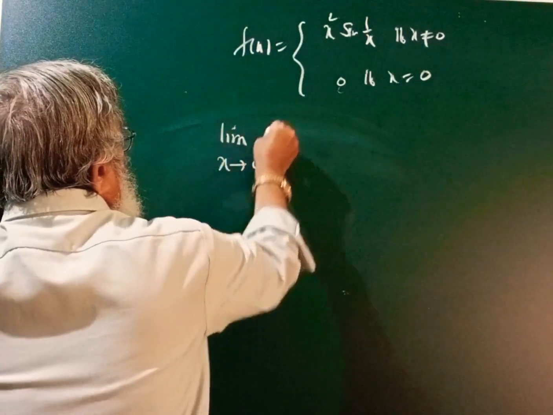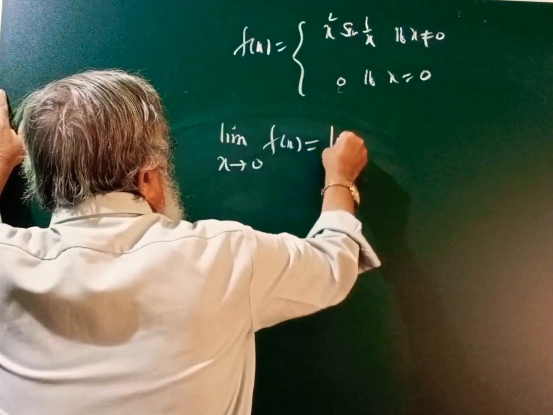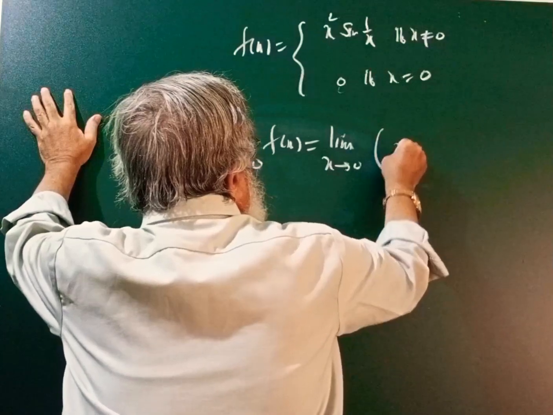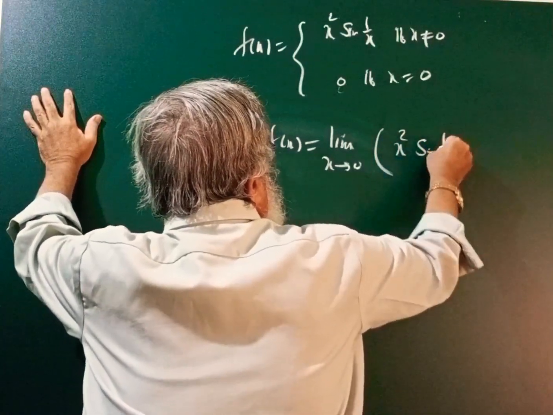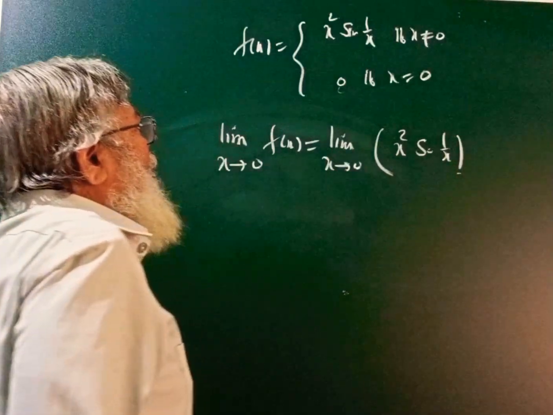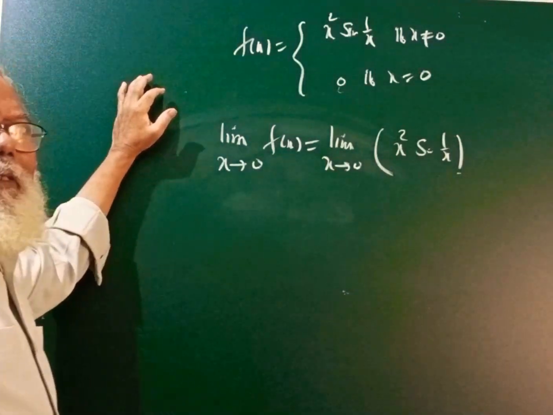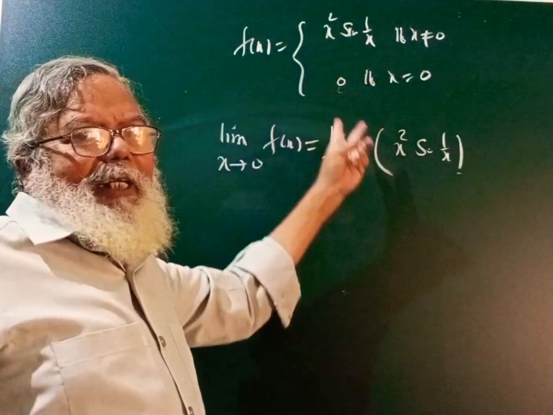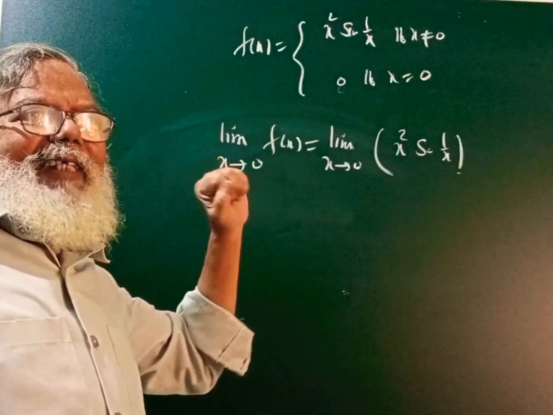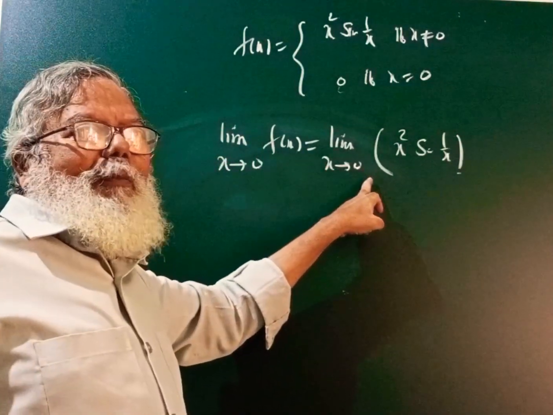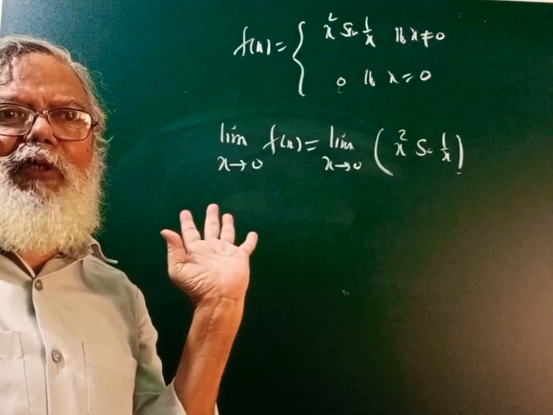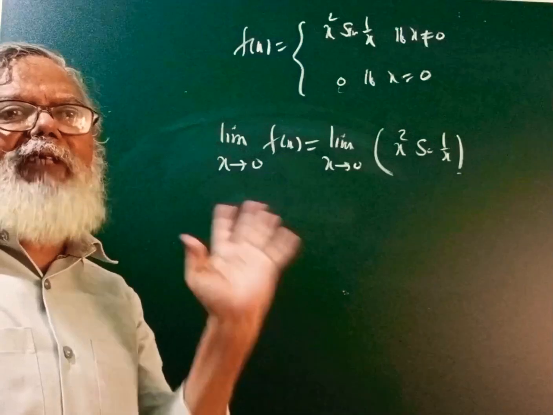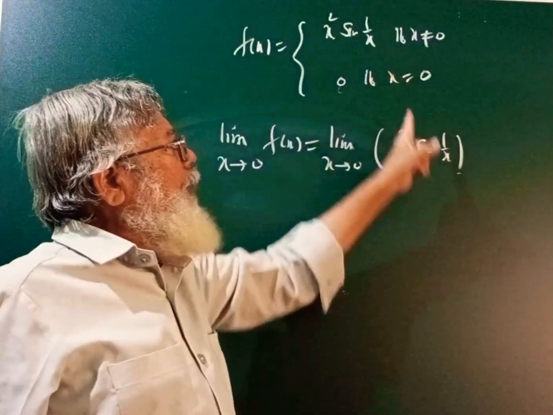Limit x tends to 0 of f(x) is equal to limit x tends to 0 of x square into sine of 1 by x. Now one may question why, whenever x is not equal to 0, we are taking that expression for the limit? The reason is that when we say x tends to 0, the value of x is not exactly equal to 0. It is very near to 0 and for practical purposes we consider it as 0. That's why we take this part here.